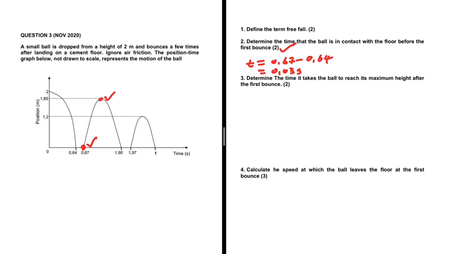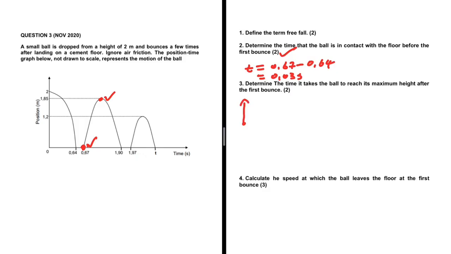We can use equations of motion, or we can use the fact that if it takes 1 second to go from the ground to maximum height, it will also take 1 second to go from maximum height and strike the ground. So what I'm proposing here is that this is 1.9 and this is 0.67. We can say t equals 1.9 minus 0.67. So let me just go ahead and put that in my calculator. I'm getting 1.23 seconds.